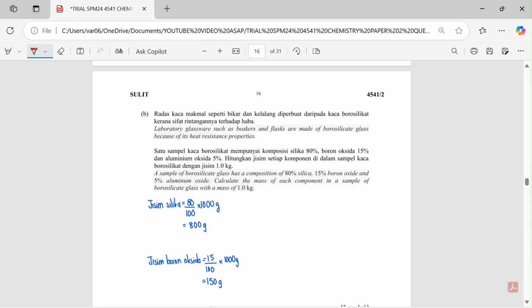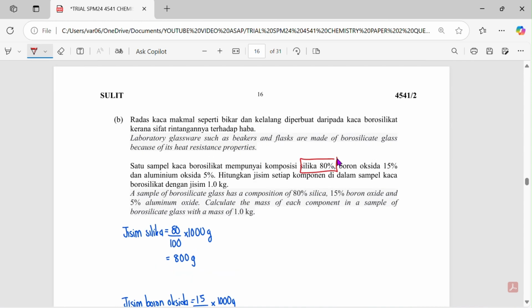Oopsie, sorry about that. Okay. Radas kaca makmal seperti bikar dan kelalang diperbuat daripada kaca borosilikat kerana sifat rintangannya terhadap haba. Satu sampel kaca borosilikat mempunyai komposisi silika 18%, boron oksida 15% dan juga aluminium oksida 5%. Hitung jisim setiap komponen dalam sampel kaca borosilikat dengan jisim 1 kg.